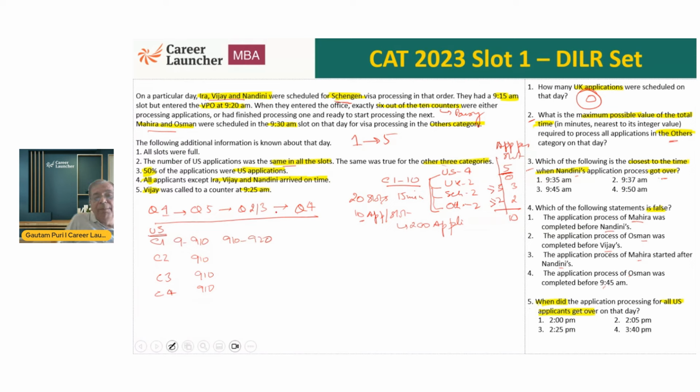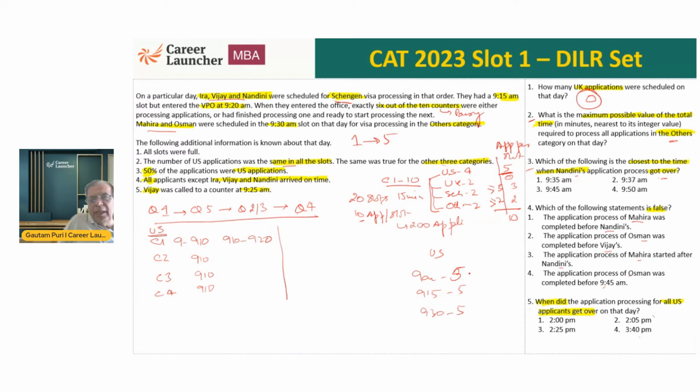So at 9 a.m., as far as USA is concerned, 5 came. 9:15 a.m., another 5 will come. 9:30 a.m., another 5 will come, and so on. So I'll try to find some pattern to be able to get the answer. Because look at the answers: 2 p.m., 2:05 p.m., 2:25, 3:40. There is obviously going to be a slippage, because there are 4 counters and 5 applications. So this is the first slot.